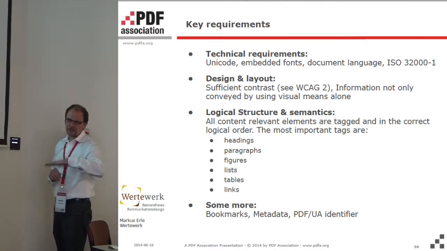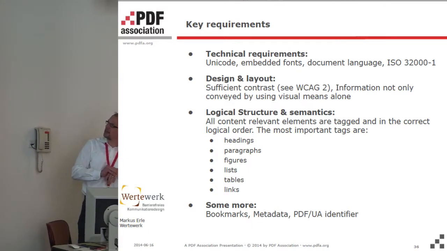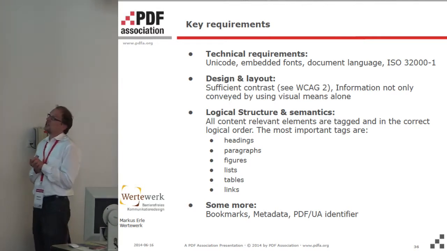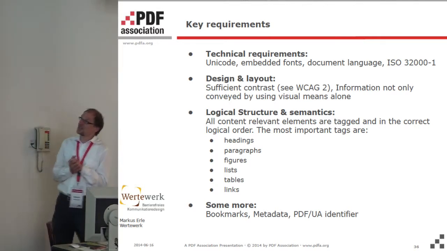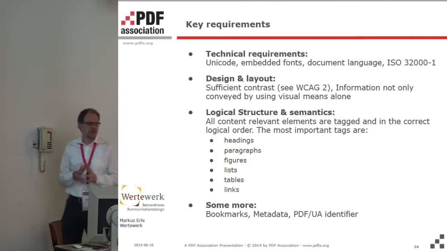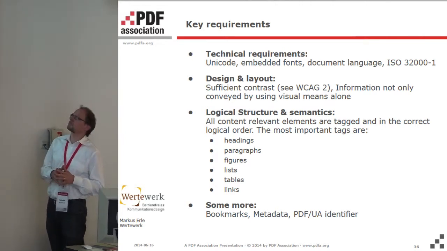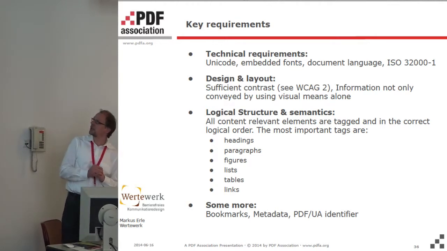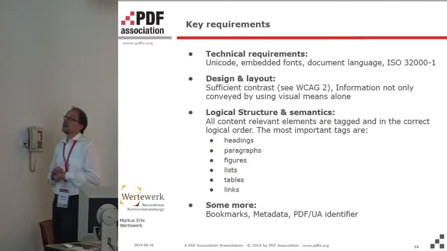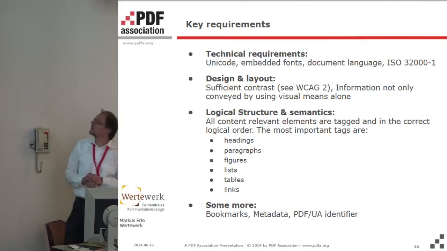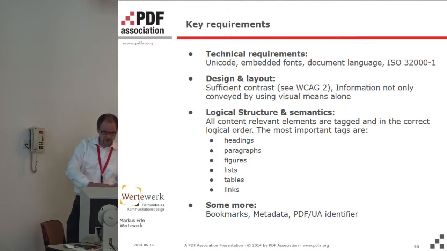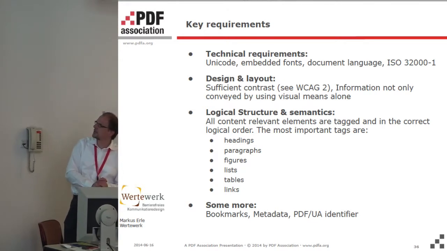We have several levels of requirements. The basic level are the technical requirements. So you have to pay attention that all characters in your document are mapped to Unicode. All the fonts have to be embedded, and you have to set the document language. And by the way, your document has to be a valid ISO 32000 document, because this is the fundamental requirement even for accessible PDFs.